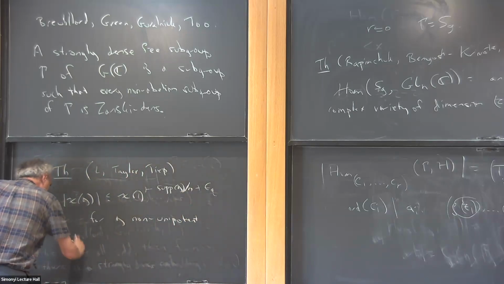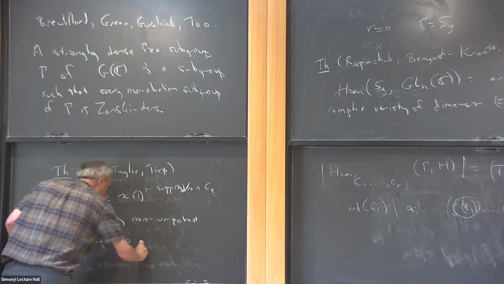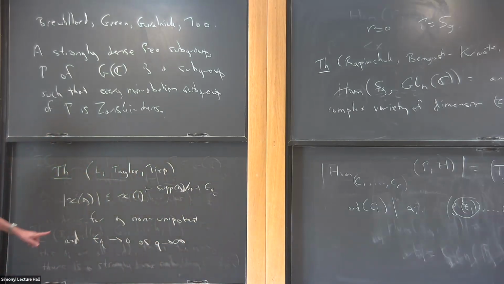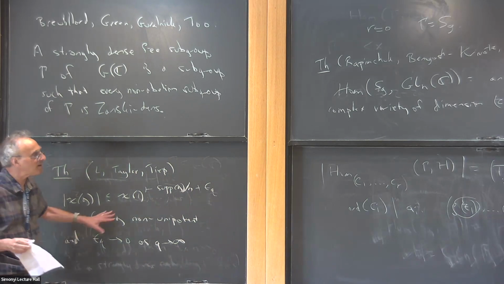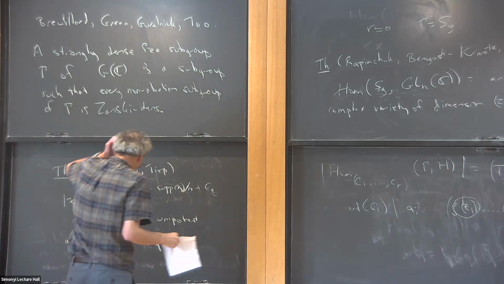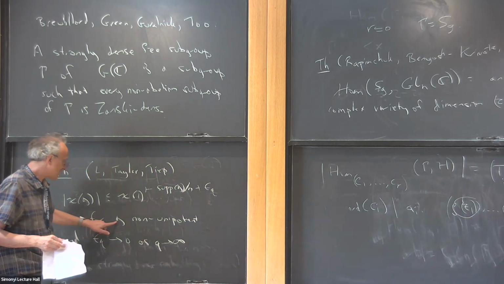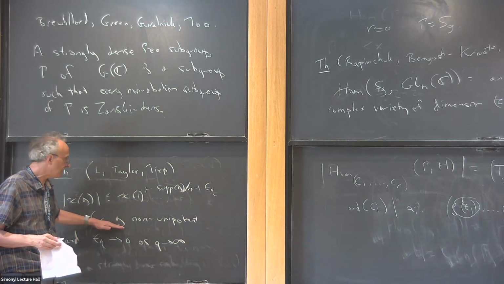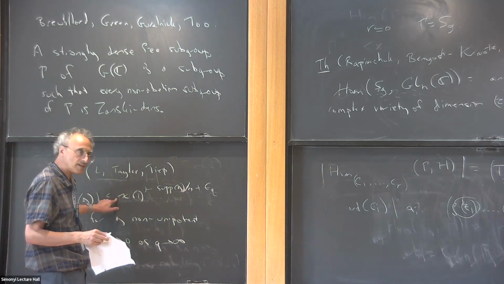And epsilon of Q goes to 0 as Q goes to infinity. Okay, so let me just compare this to the Zariski-dense result. The set of elements for which it applies is much larger, anything which isn't unipotent. So that's a good thing. And we've gotten rid of the constant over here, and that's a good thing.